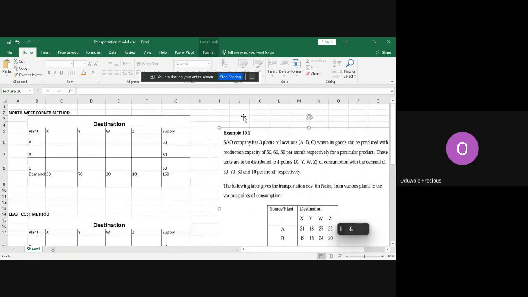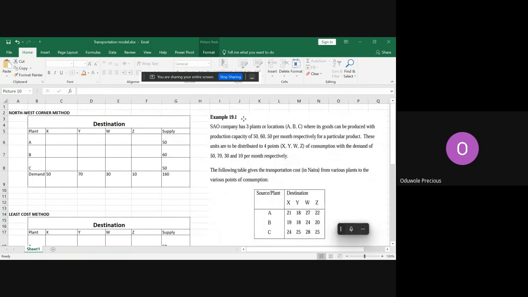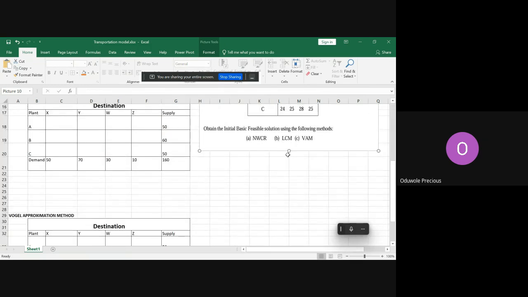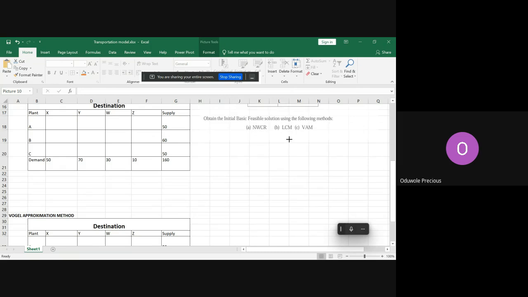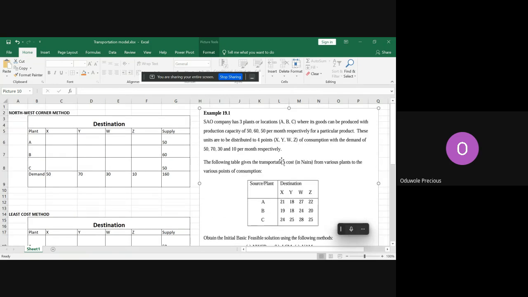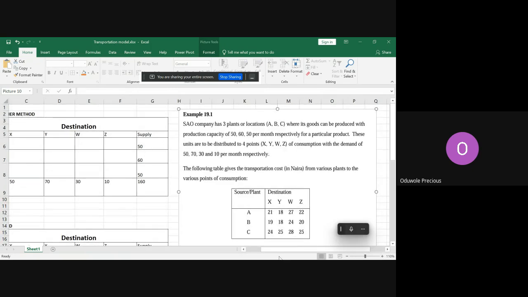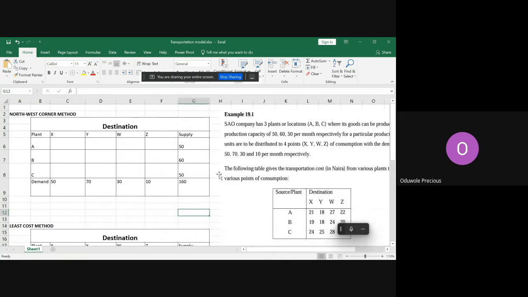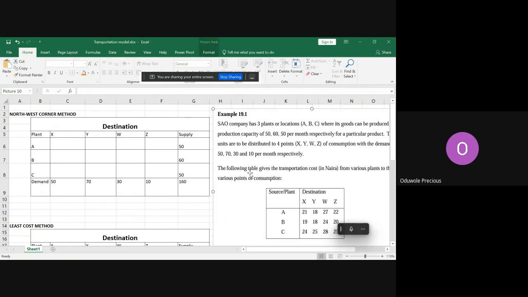Let me see if I can make it a little bit smaller. I think it looks like this. I hope you'll be able to see everything. Okay, good.